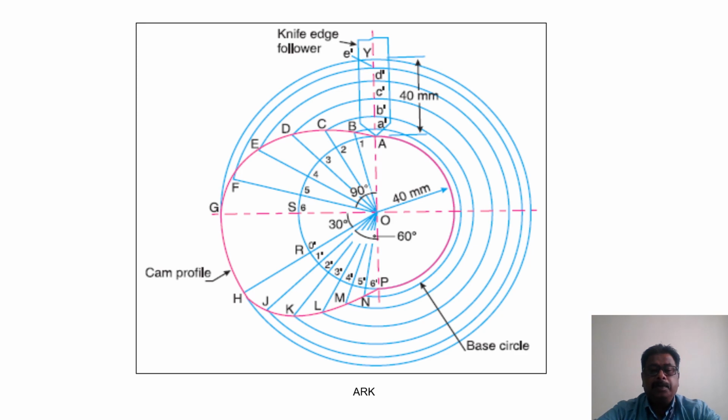Join the points B, C, D, E, F, G, H, J, K, L, M, and P as a smooth curve and draw an arc, taking O as center and OP as radius. From P to A, join the curve, and you will get the required cam profile.